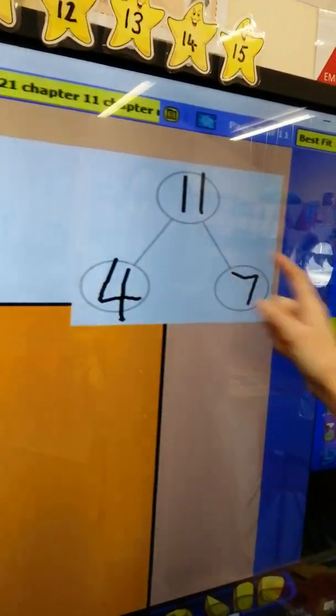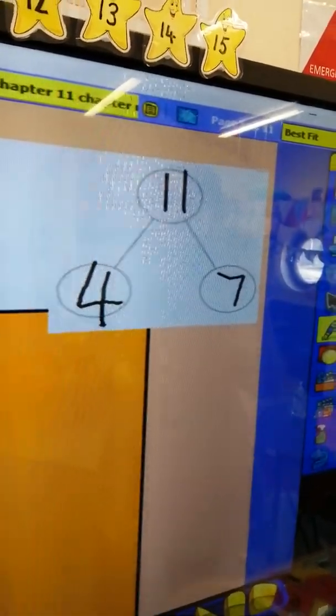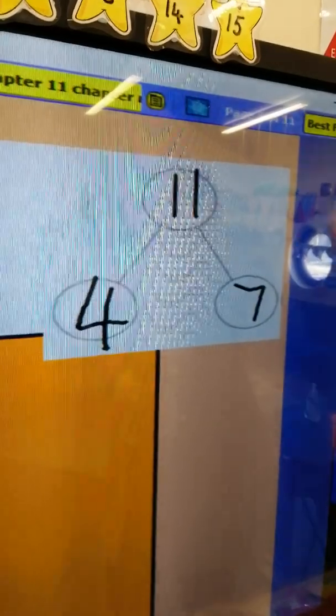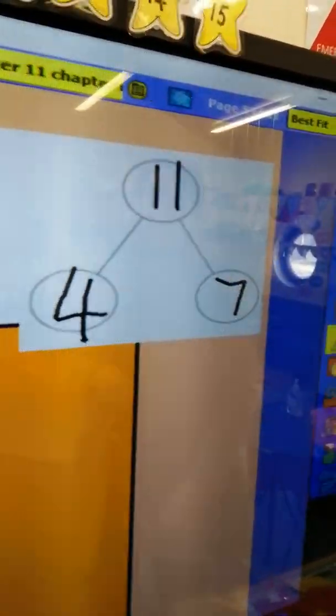7 and 4. It's a near number bond to 10, isn't it? 7 and 4 makes 11. 11 is 1 more than 10. 4 is 1 more than 3, and 3 and 7 makes 10.